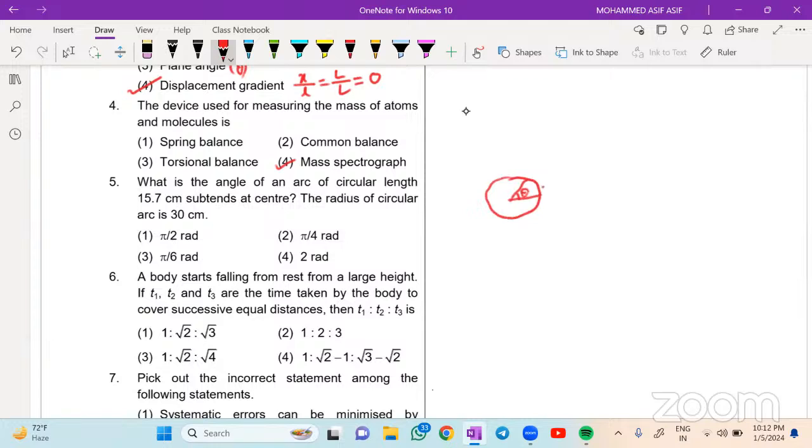The length of the arc is given as 15.7 centimeters, and the radius is given as r equals 30 centimeters. I need to calculate the value of theta. So theta will be equal to the arc length divided by the radius. That is 15.7 centimeters divided by 30 centimeters. The units will get cancelled, so this will be 15.7 divided by 30. See how much you are getting.